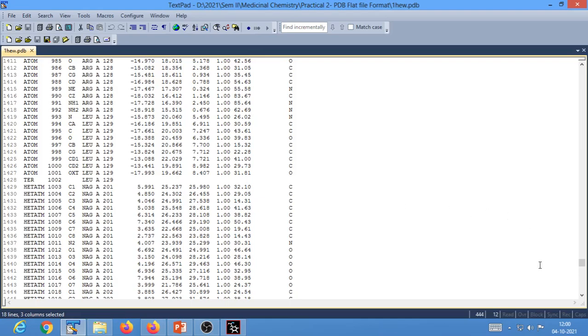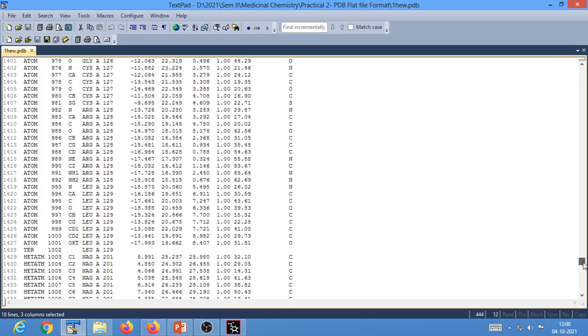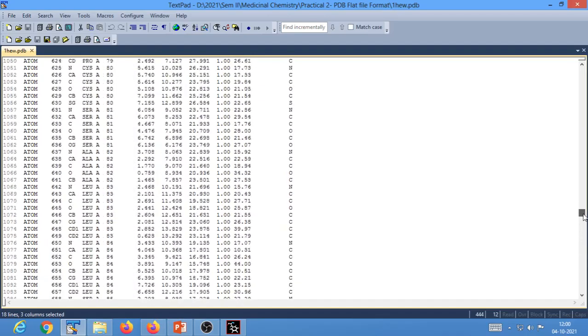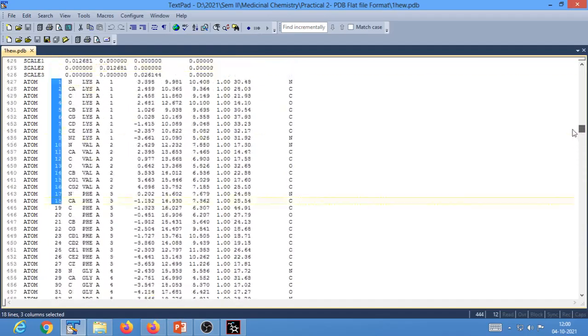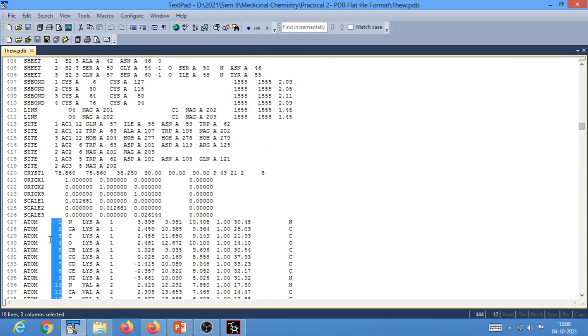Now I think it is clear that the line information is continuous throughout the PDB file. The atom information that corresponds to the structural information of the first atom, second atom, third atom is indicated over here, and you can get how many atoms are there in your protein molecule from here.